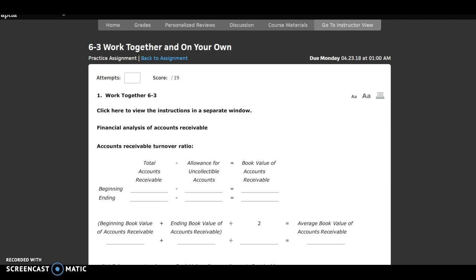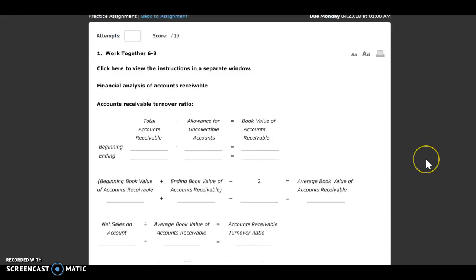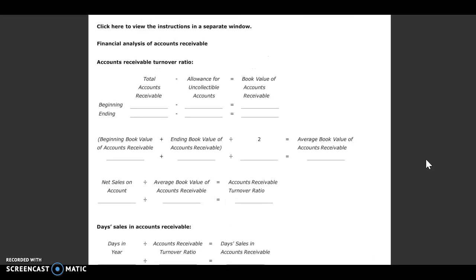So direction number 1 says we're going to calculate the accounts receivable turnover ratio for the current year. So they've set this up for us. So really we're filling in numbers and then computing some numbers. So first we're going to do our total accounts receivable for the beginning. So they give that to us in the directions.